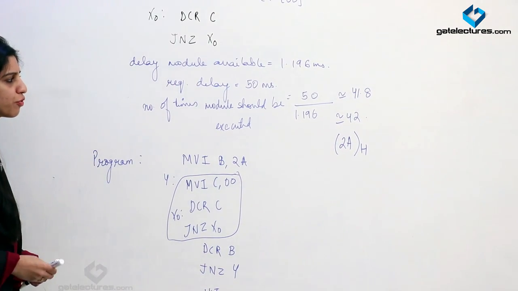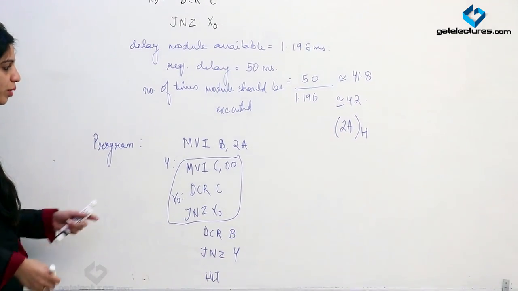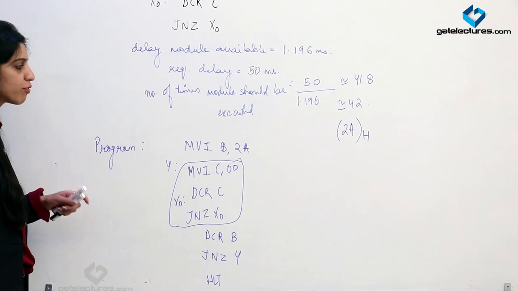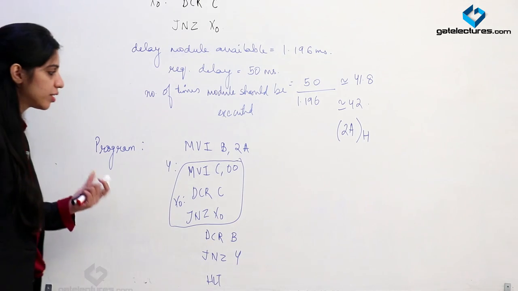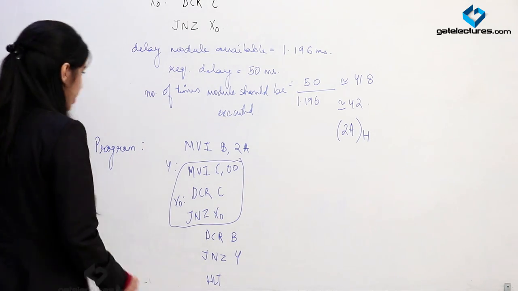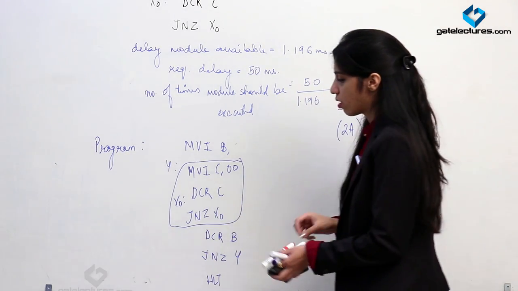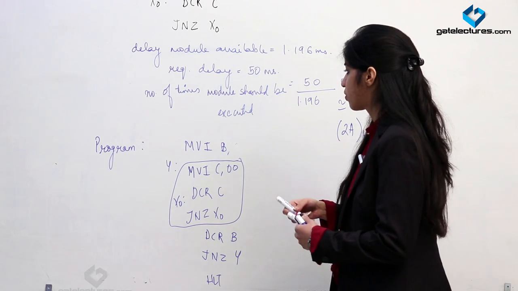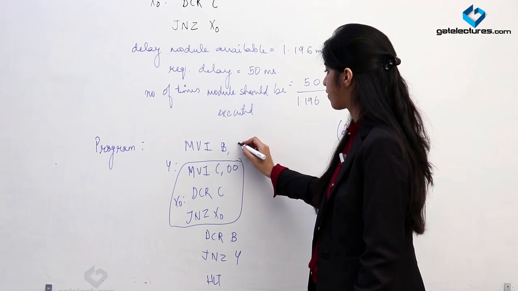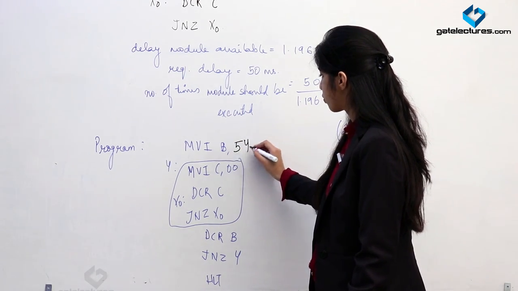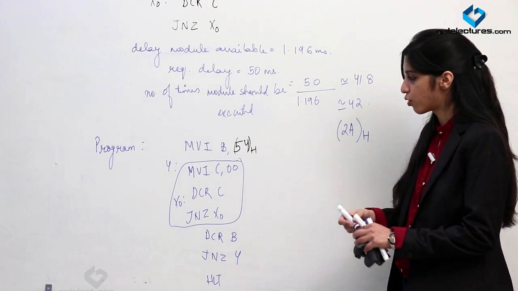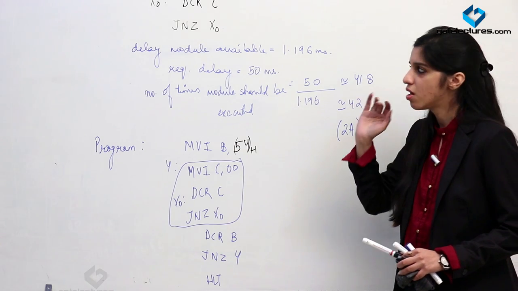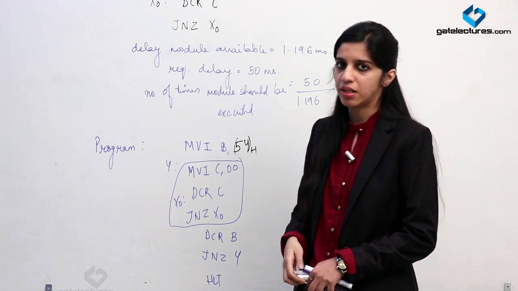For your practice, you can try to write a program which can produce a delay of 100 milliseconds. I'm just giving the solution here. You can write it by yourself and verify. If you try to produce a delay of 100 milliseconds, this is just going to become 54. Rest everything will remain the same. This is how you can produce a delay of 100 milliseconds. So this is all about loops and timing delay modules.